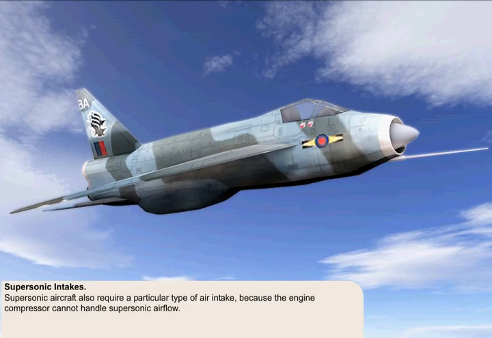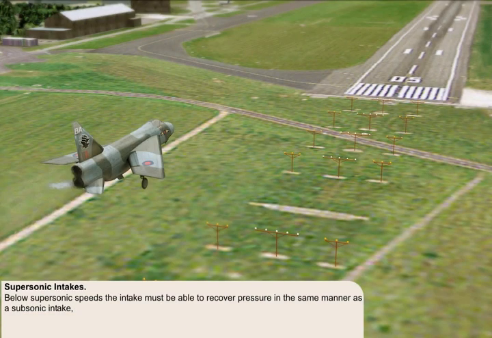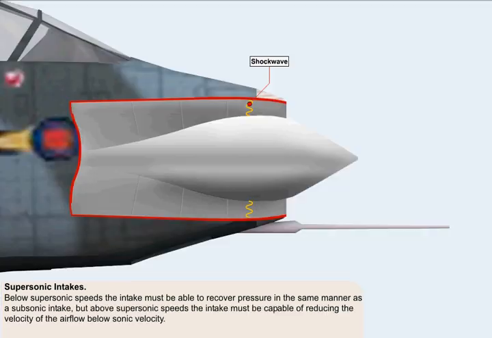Supersonic aircraft also require a particular type of air intake, which is sometimes called a diffuser, because the engine compressor cannot handle supersonic airflow. Below supersonic speeds, the intake must be able to recover pressure in the same manner as a subsonic intake. But above supersonic speeds, the intake must be capable of reducing the velocity of the airflow below sonic velocity by the formation of shock waves.